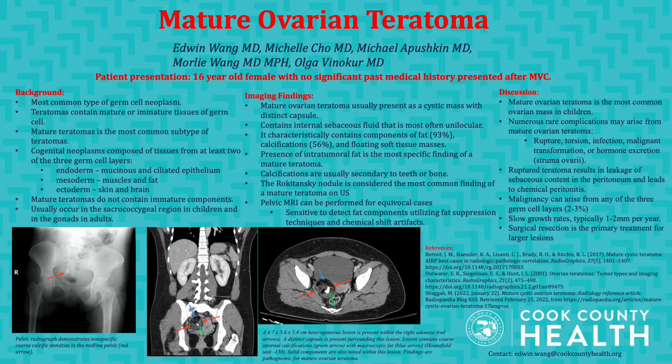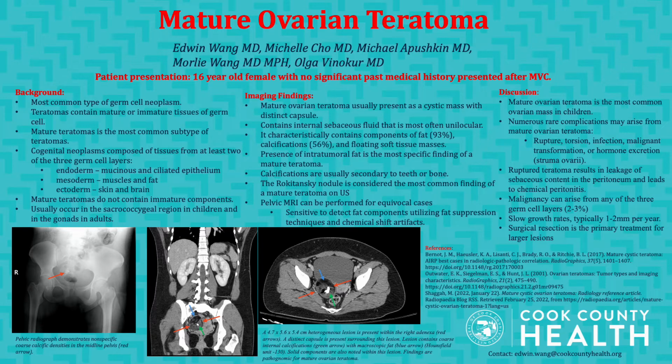So for our case, radiograph was initially done after the patient presented. We can see there is a pretty heterogeneous calcification in the mid-pelvis. It's a pretty non-specific finding. And on coronal and axial CT, we can see there is a fairly large heterogeneous lesion in the right adnexa, depicted by the red arrow.